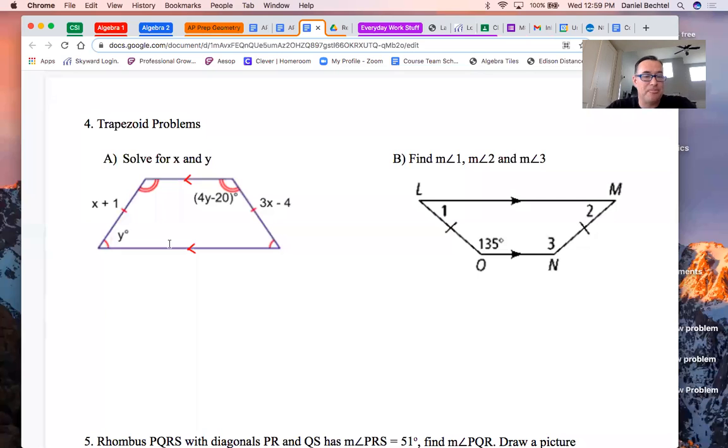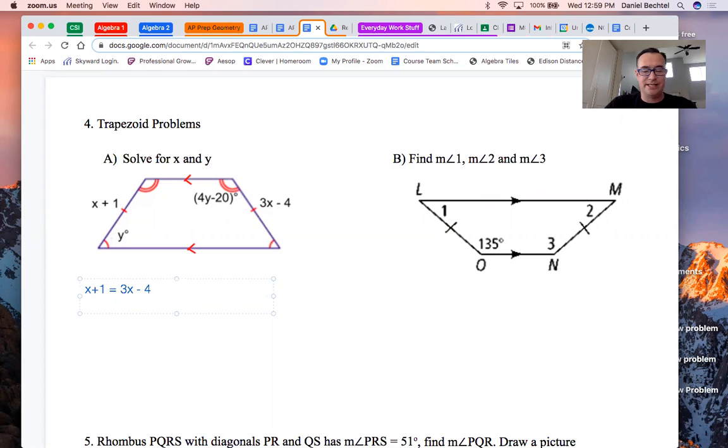Here's what we're going to do. When we look at this, we're looking here to find x and y. And x is going to be super easy because in an isosceles trapezoid, we're looking at two sides that are going to be equal to each other. And so with that, that means that I can set this side, x plus 1, equal to this side, 3x minus 4, to get the answer. Pretty simple. So x plus 1 equals 3x minus 4. And then we'll just go through and do the algebra.